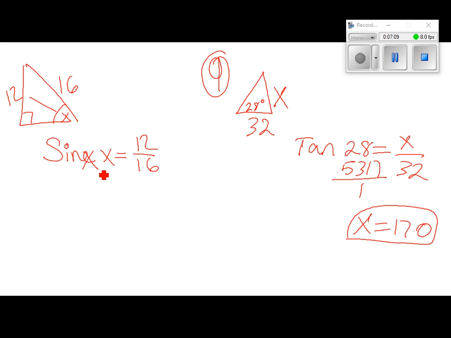I write that right below there. It's 5.5317 equals x over 32. I put a 1 underneath that, so it makes it proportional. Then I cross multiply. 1 times x is just 1x. Then when I cross multiply the other way, we're finding an angle this time.